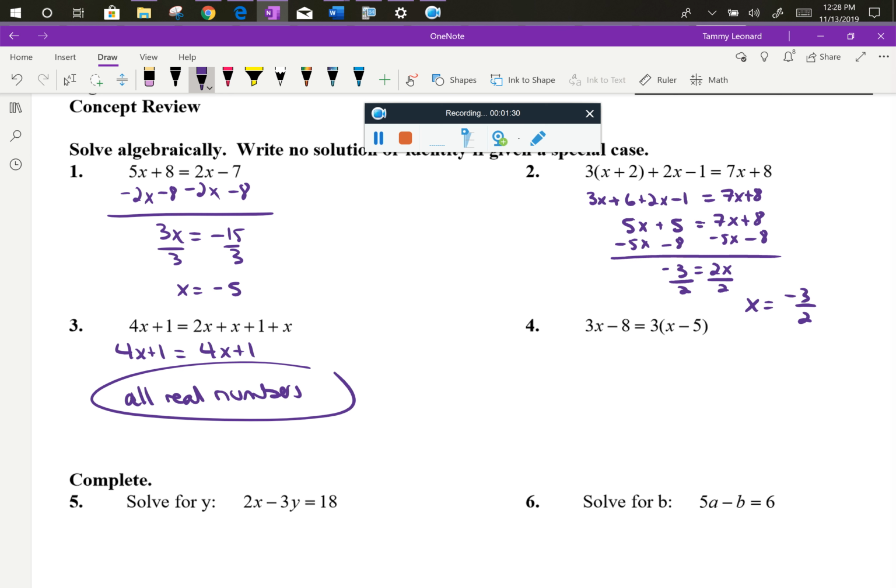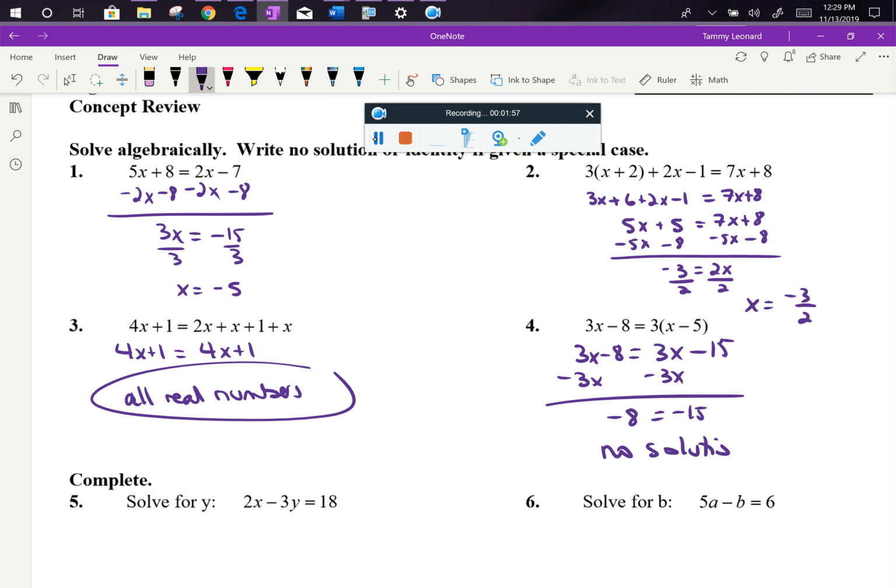In number 4, we need to, again, start by distributing. 3x minus 8 is equal to 3x minus 15. Now, we might continue to solve, but here we should notice that 3x and 3x are the same. If we subtract those from each side, we see negative 8 is equal to negative 15, which we immediately recognize as being a false statement. So this is the opposite of number 3. In this case, there are no solutions to the problem because there is no value that we could place for x which would make the statement true.